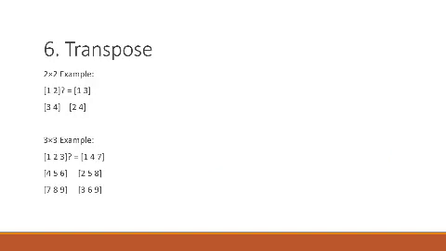Transpose. The transpose of a matrix is obtained by flipping its rows into columns or columns into rows. So here we have a matrix with elements 1, 2, 3, 4. Then the transpose of this matrix is 1, 3, 2, 4.